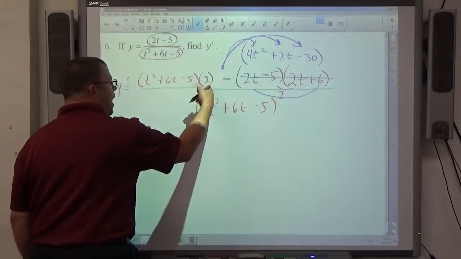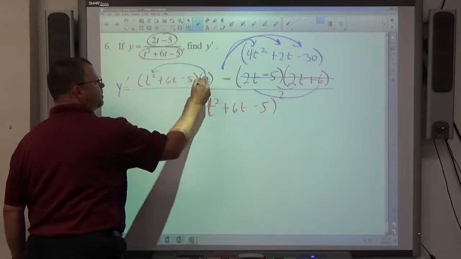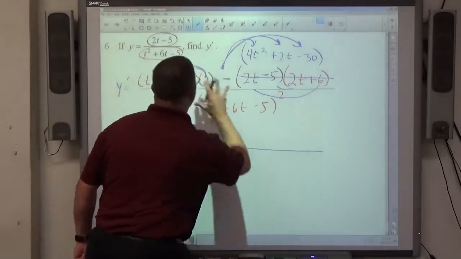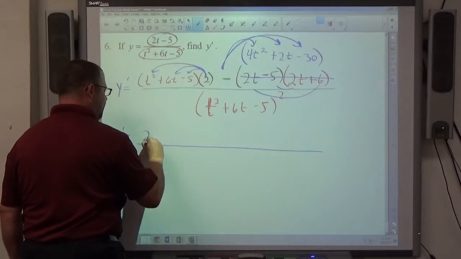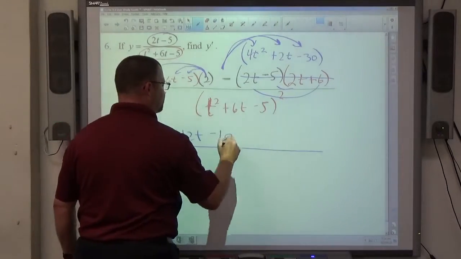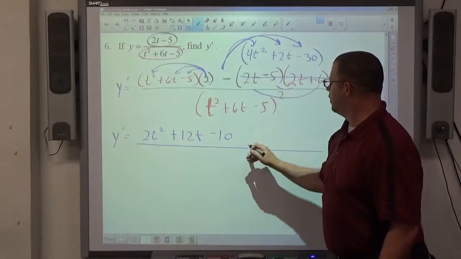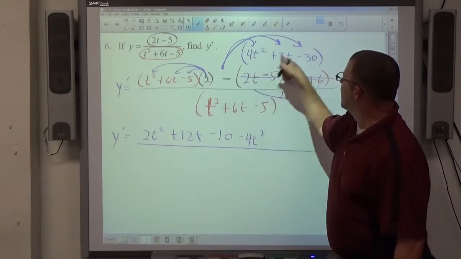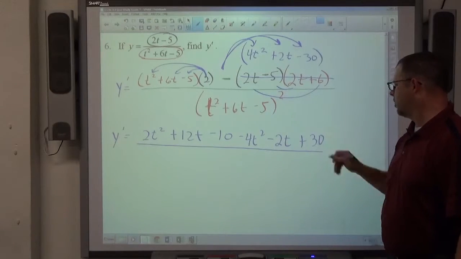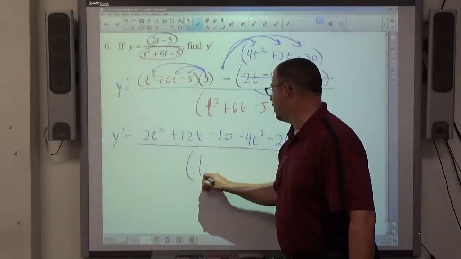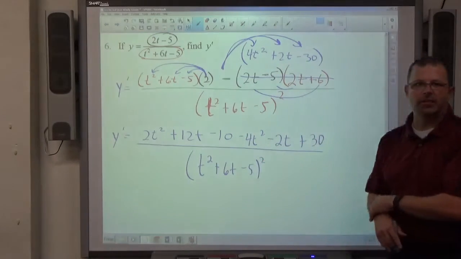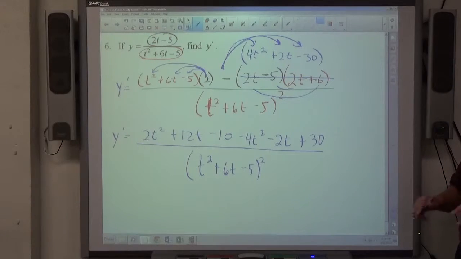Right here, I got a positive 2 times a bunch of stuff here. That's just basic distributive property. So on top, I'm getting, for this part, 2 times t squared, 2 times 6t, 2 times negative 5. For this part, minus 4t squared, minus 2t, and minus 30, so plus 30. On the bottom, I'm just going to continue to get t squared plus 6t minus 5, the quantity squared. Leave the bottom just looking like that every time. Okay? There's no need to make the bottom more complicated than that.